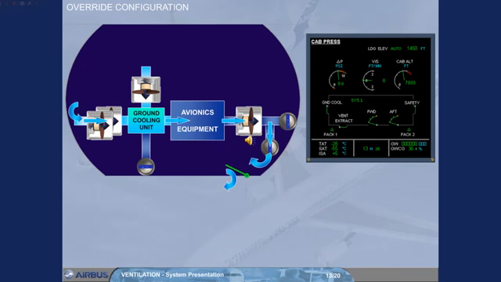In some failure cases, the override configuration is activated. In these cases, the overboard extract valve is partially open. The underfloor extract valve is closed. On the ECAM, the valve indication changes to an intermediate position.